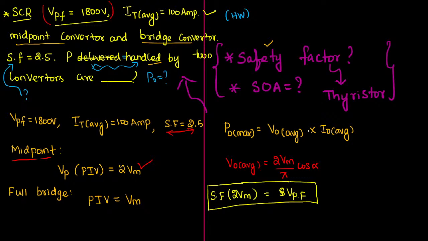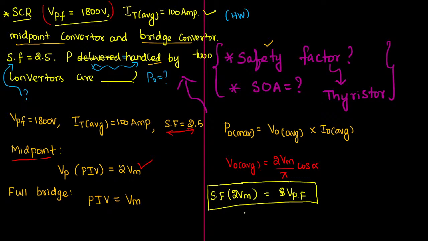Like that, a common safety factor will be different for each and every thyristor. Here, in the same way, if you multiply peak inverse voltage by safety factor, that will give you the value of forward peak voltage, the maximum voltage in the block.